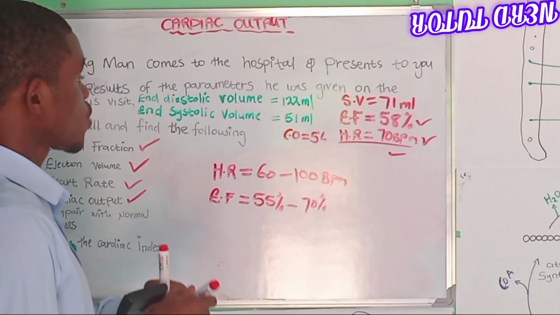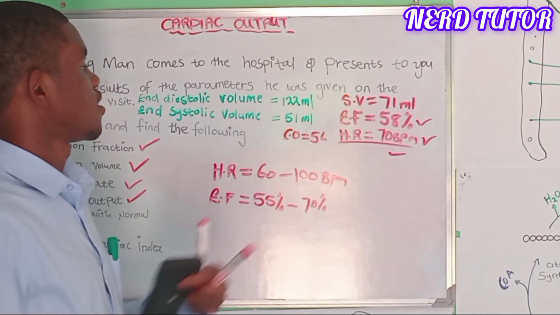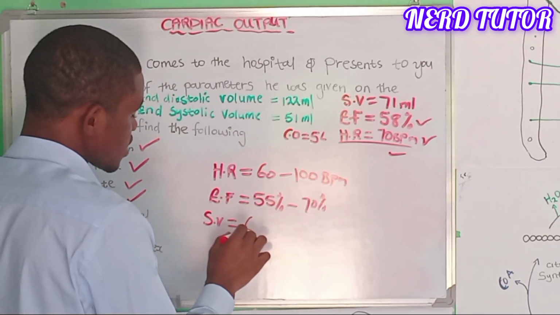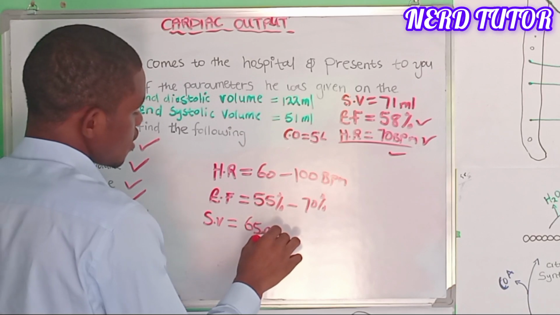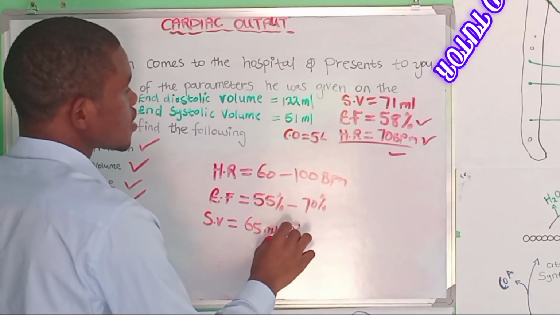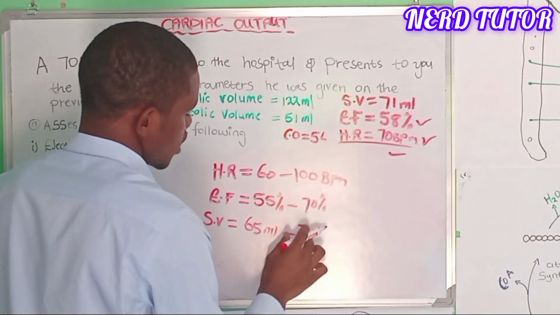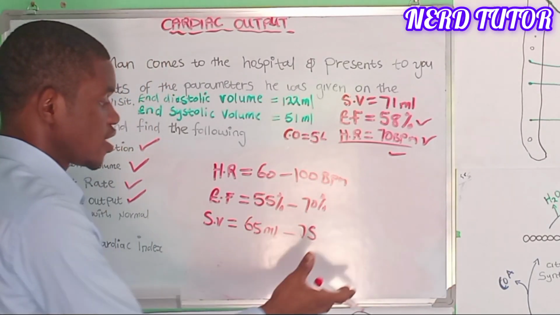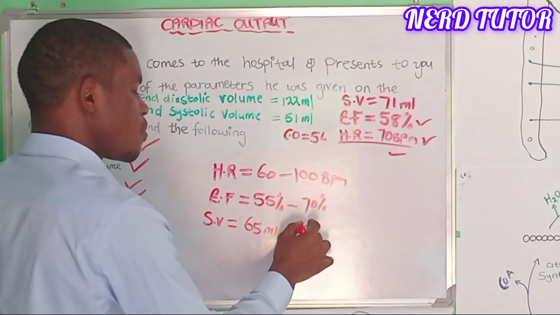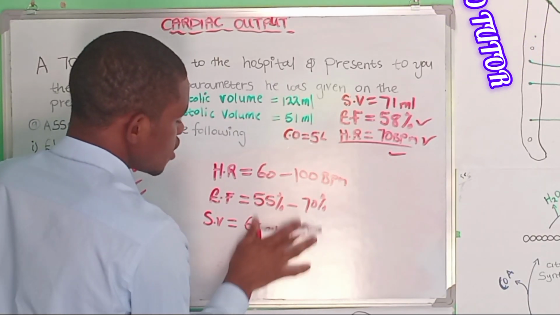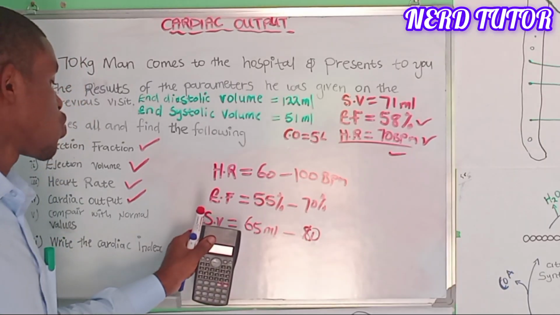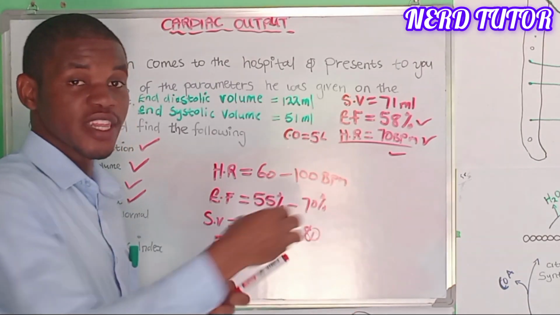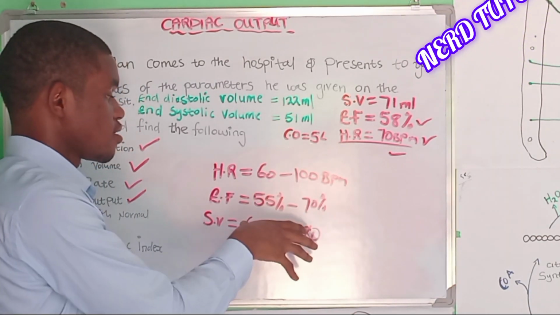Now let us also compare this one, the stroke volume. The normal range for stroke volume is at least 65 milliliters to about 70, to about 75. So it depends on the book that you're using. Different ranges can be given. Some books say to about 70, some books say to about 80. So 65 to 80, depending on the book that you're using. Even these values can vary within their ranges, depending on the book that you're using.